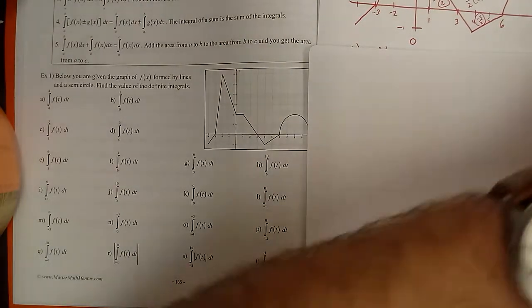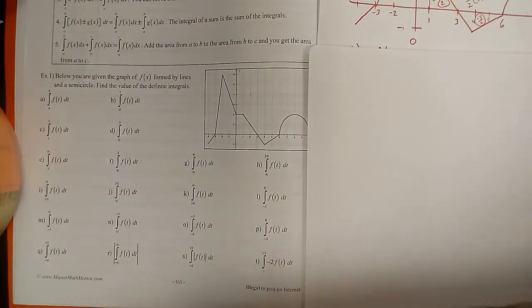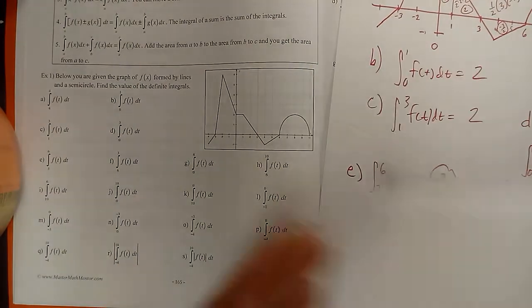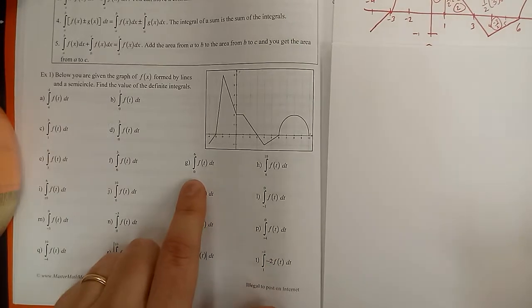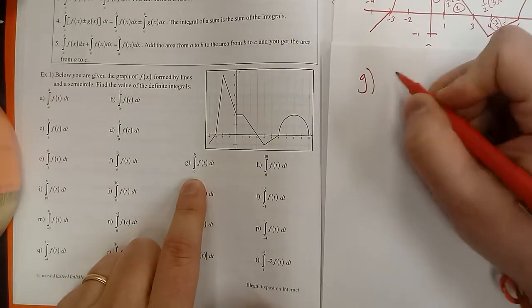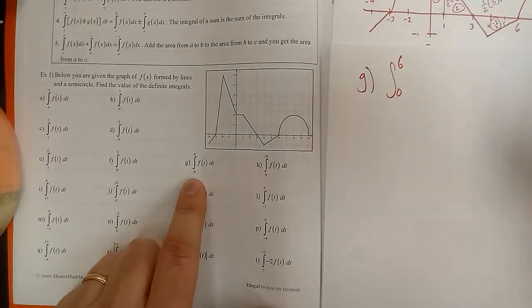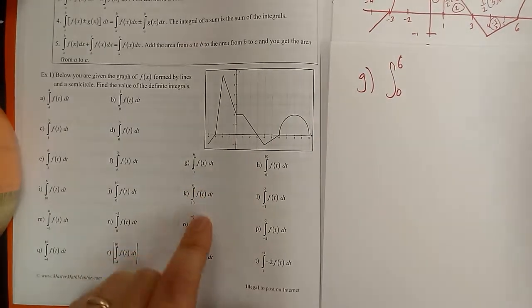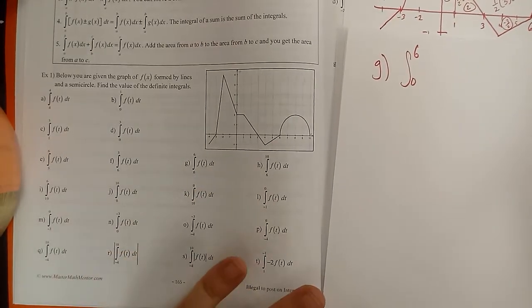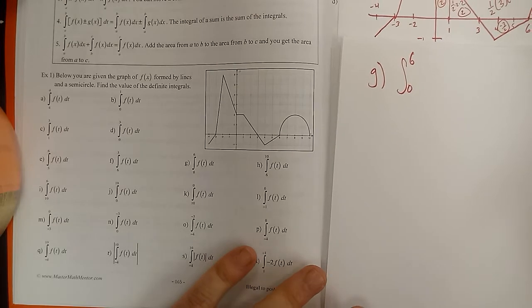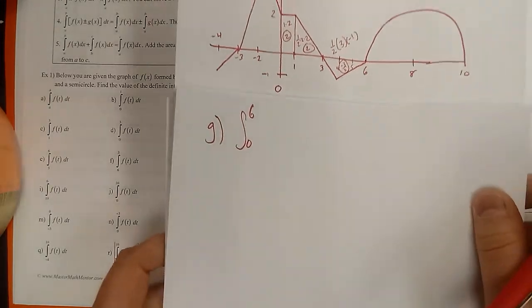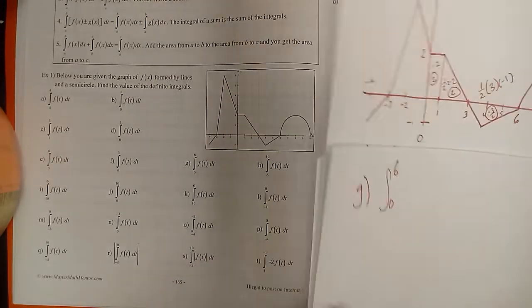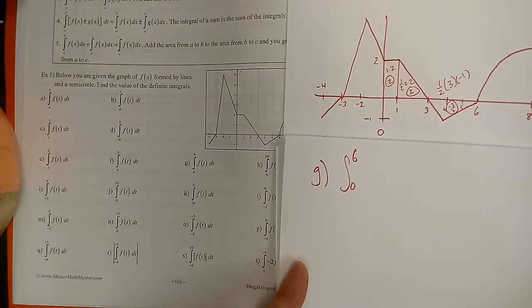Shoot, lost track. Paused the video for 2 seconds and I got lost. Oh wait, just finished F. Okay, G. G just says take the integral from 0. I think it's a little bit of tedium at this point. I'm going to go through it, and if you want to follow along, you can. If you want to fast forward or skip ahead, go for it.